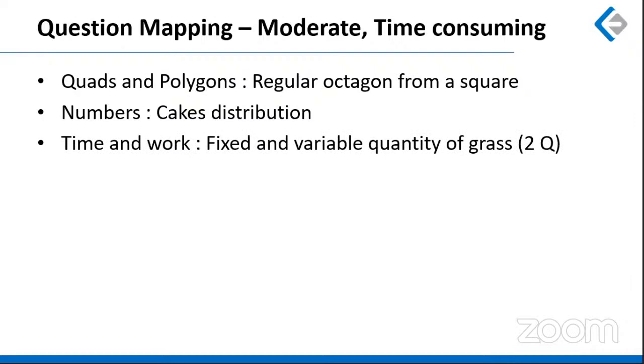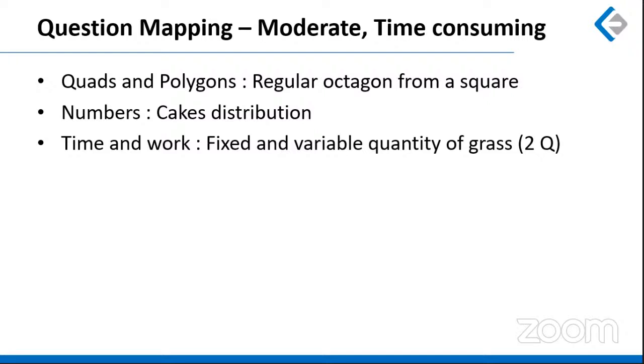A question based on time and work, where there is something unique, because there were two types of grass on the field. One is the fixed quantity, the other is the variable quantity, which keeps growing on a daily basis. It was given that when you have, let's say, 12 cows, they will be able to graze the entire field for 6 days.